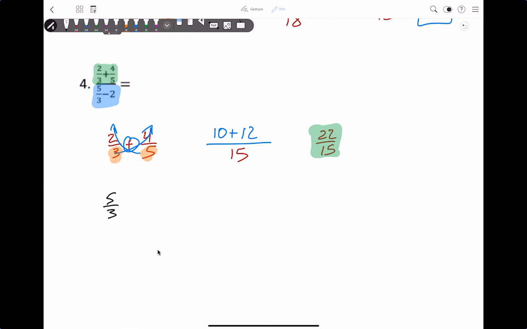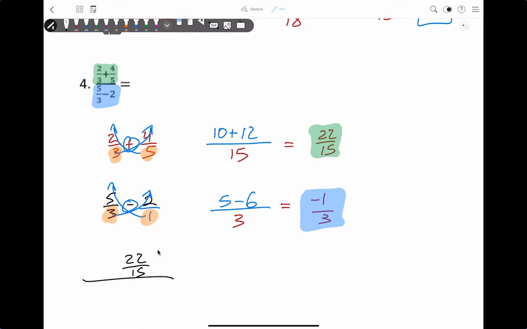We have 5/3 minus 2, which is understood as over 2 over 1. So 1 and 5 will give us 5 because we're multiplying. 3 and 2 gives us 6. We are subtracting, and it's going to be over the product, the multiplication of 3 and 1. So that we get, like we got up here 22/15, here we're going to get a negative 1/3. And this was our denominator piece. So now all we have to do is treat it as a third problem by saying 22 over 15 divided by negative 1/3. Now this looks difficult, but we're going to simplify this.